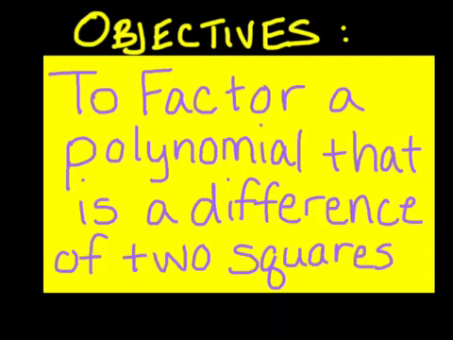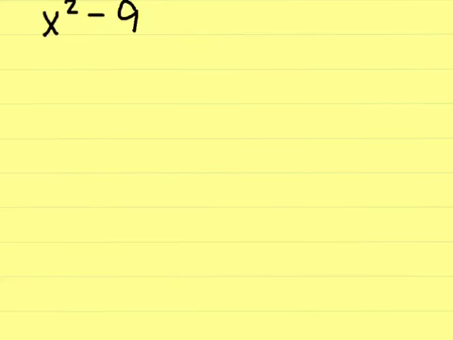To factor a polynomial that is a difference of two squares. Here's an example. You have x squared minus 9. First you have to recognize that it is a difference of two squares. So to do that you have three things you have to look for.